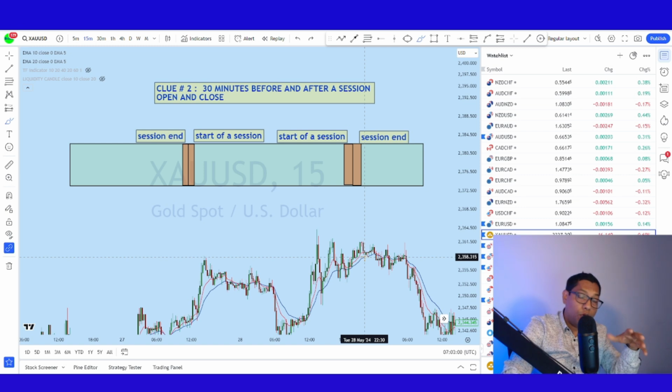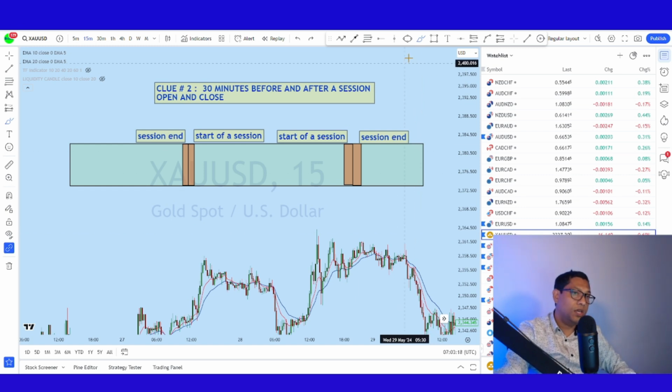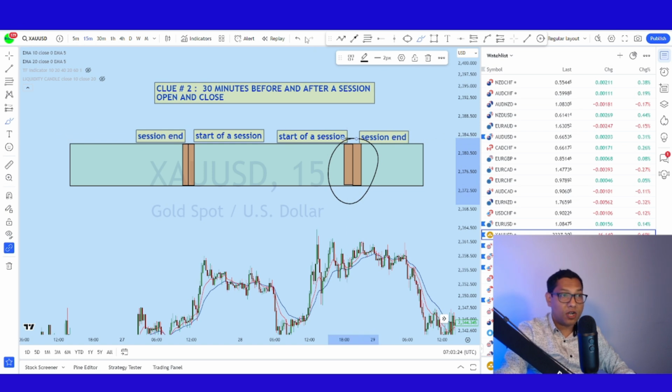So for example, before the start of the London session, from around 30 minutes prior until the session starts, and around 30 minutes to 1 hour after, during that time frame the market remains very highly volatile. And during that time frame, when you see the market breaking out of the structure, this is where we can look for potential trading opportunities on the lower time frame.